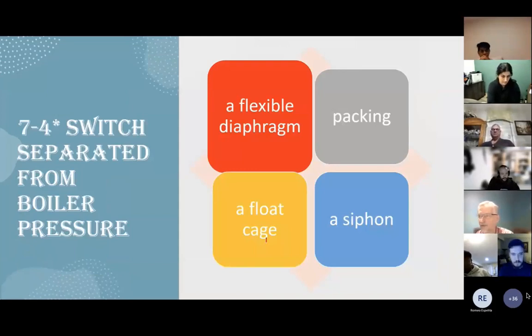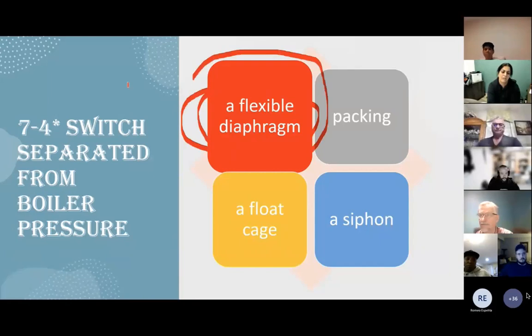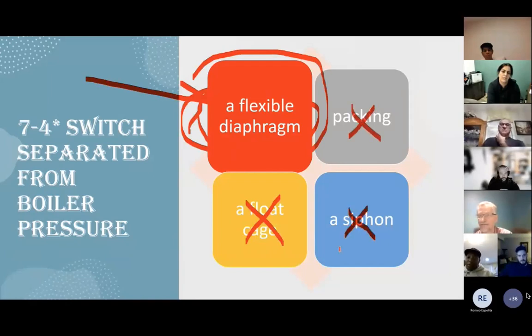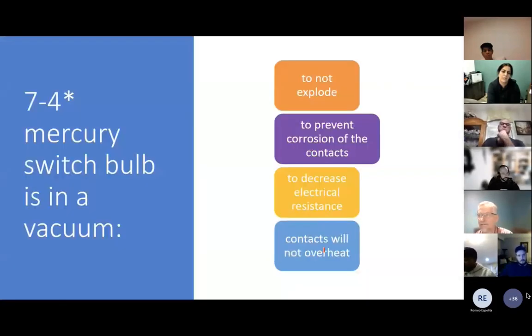Switch separated from boiler pressure with what? Float gauge. Diaphragm. No, flexible diaphragm. Okay, this is something different. Not the packing, not the siphon. Why is there a vacuum in a mercury switch bulb? Prevent corrosion. Absolutely. Thank you.